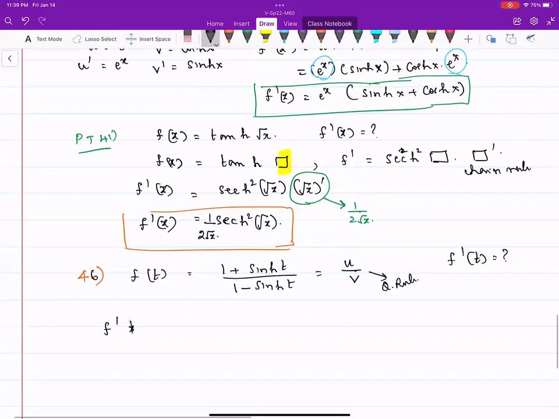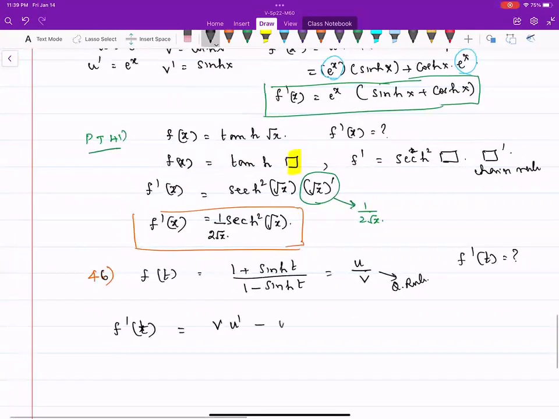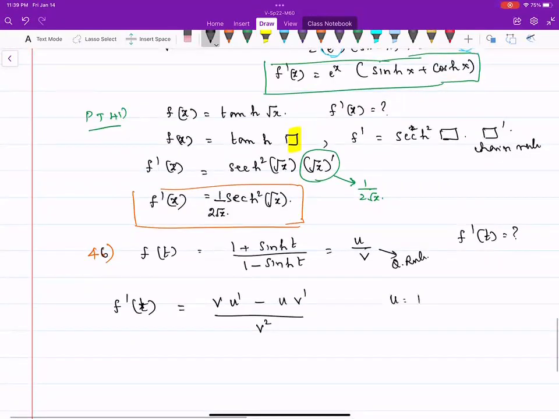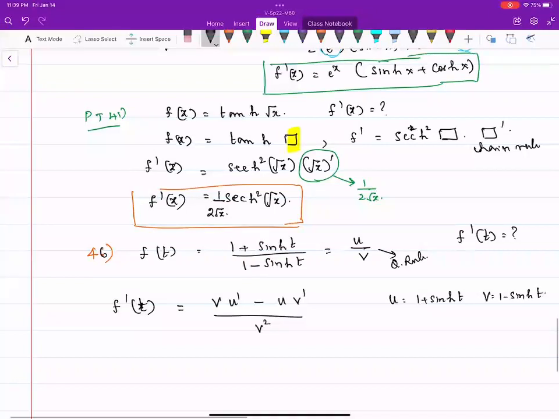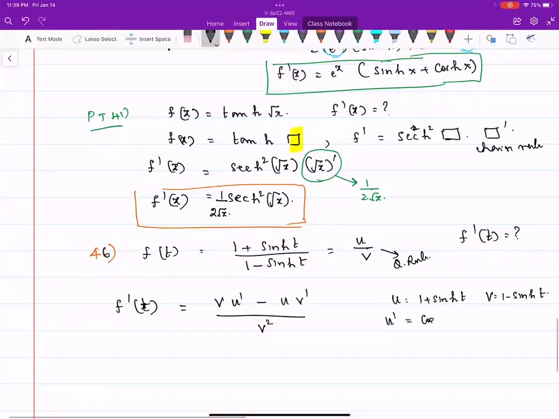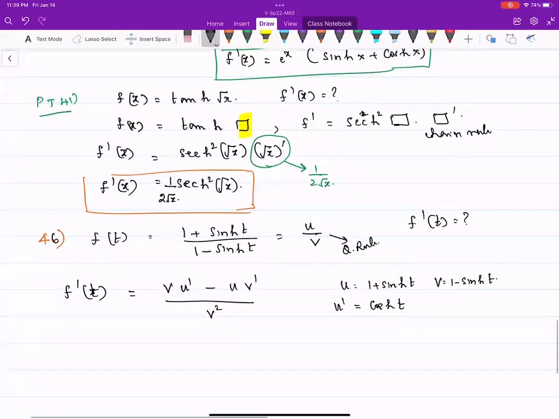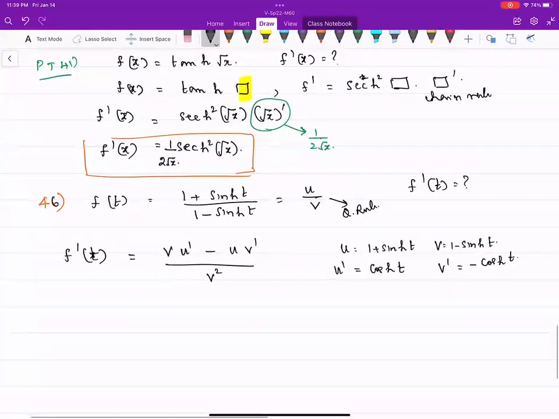So f prime t would be v u prime minus u v prime divided by v square. What is u? The numerator, 1 plus sine hyperbolic t. What is v? The denominator, 1 minus sine hyperbolic t. What is u prime? Derivative of 1 is 0, derivative of sine hyperbolic is cosine hyperbolic. Then derivative of 1 is 0, derivative of sine hyperbolic is cosine hyperbolic. So now plug in these values here.